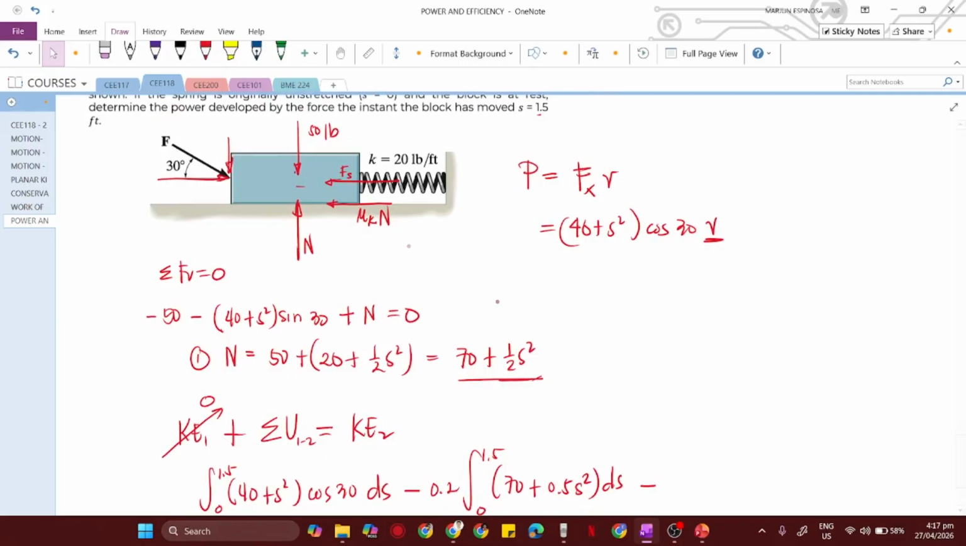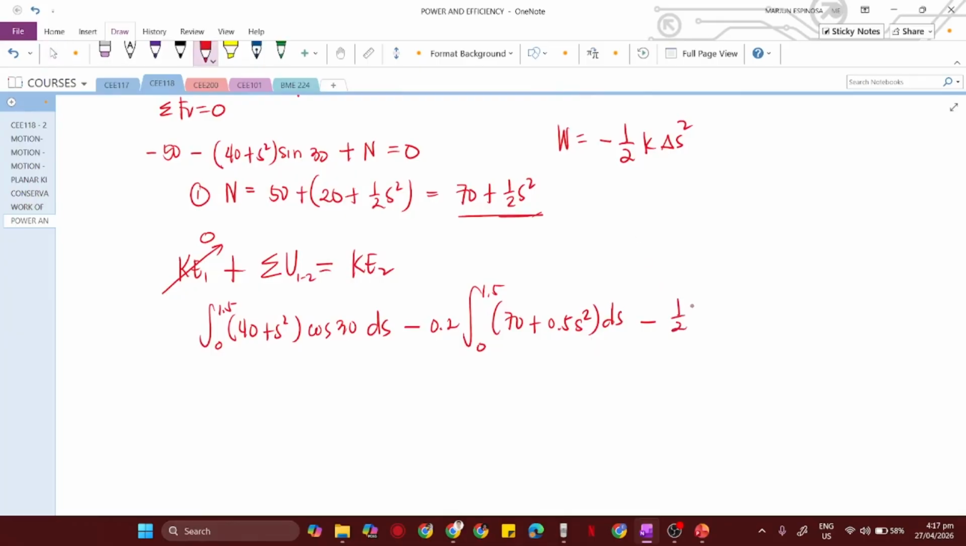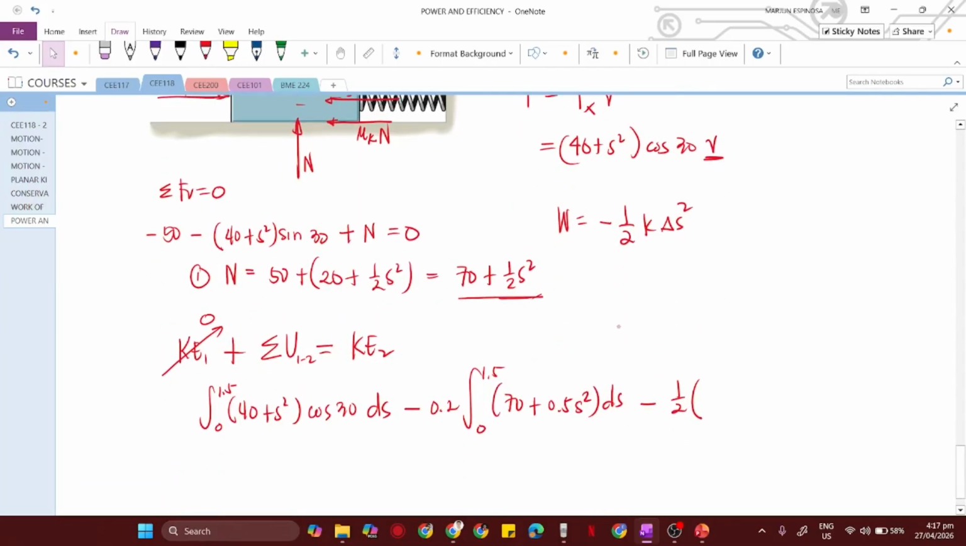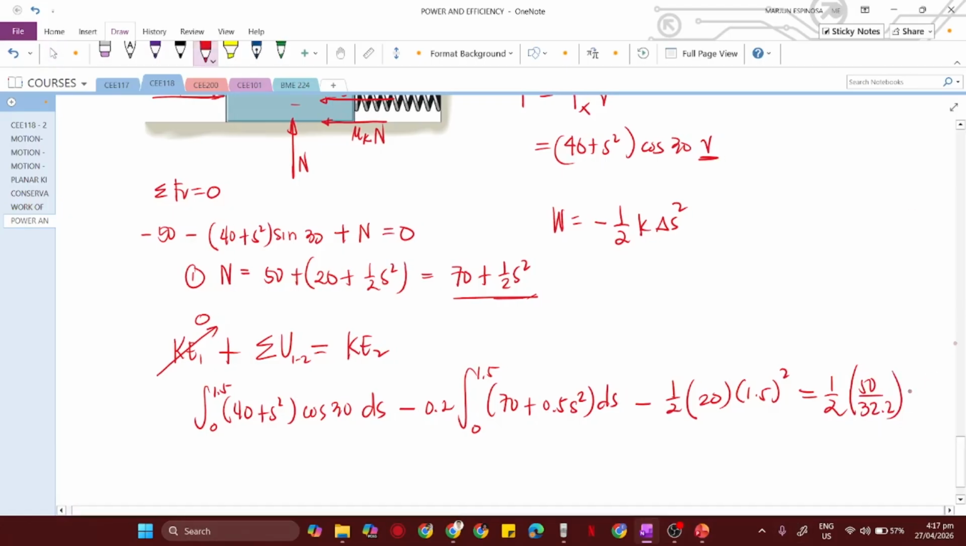spring. So, di ba yung work ng spring is equivalent to negative 1 half K then delta S square. Okay, or yung displacement. So, obviously, that is 1 half. Okay, K is equivalent sa 20. And then, yung delta S is 1.5 square. Okay? Yan na yung total ng mga work, no? That is equivalent sa kinetic energy. 1 half. Yung mass is 50 pounds. Gawin natin yung slug. Kaya, divide natin by 32.2. And then, yung velocity, yung hinahanap natin dito. Okay, velocity square.